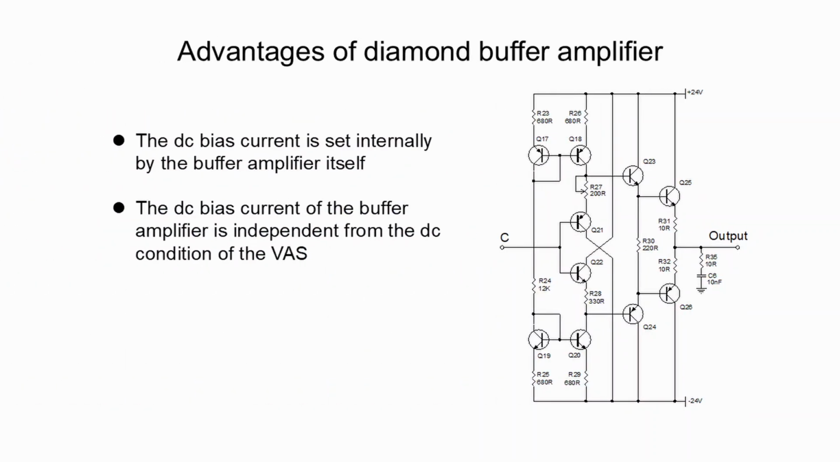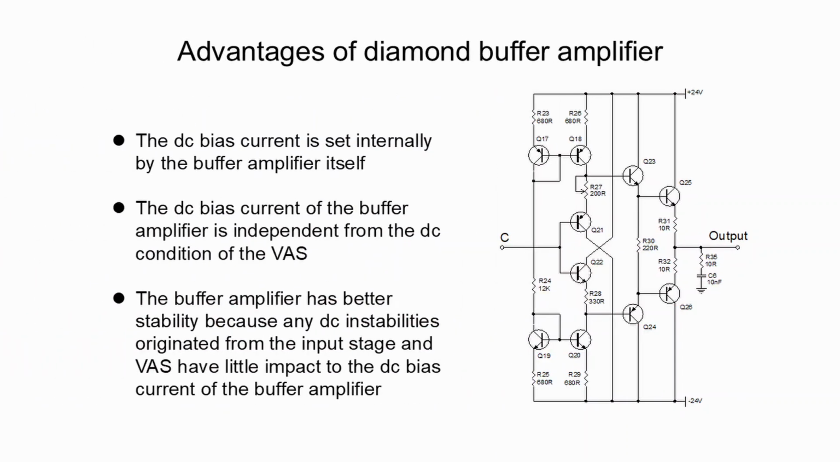Since the DC bias currents are set up internally inside the diamond buffer amplifier itself, the DC stability of the output stage is almost unaffected by the second stage. Therefore, the diamond buffer amplifier output stage has an improved DC stability over an emitter-follower triple output stage.